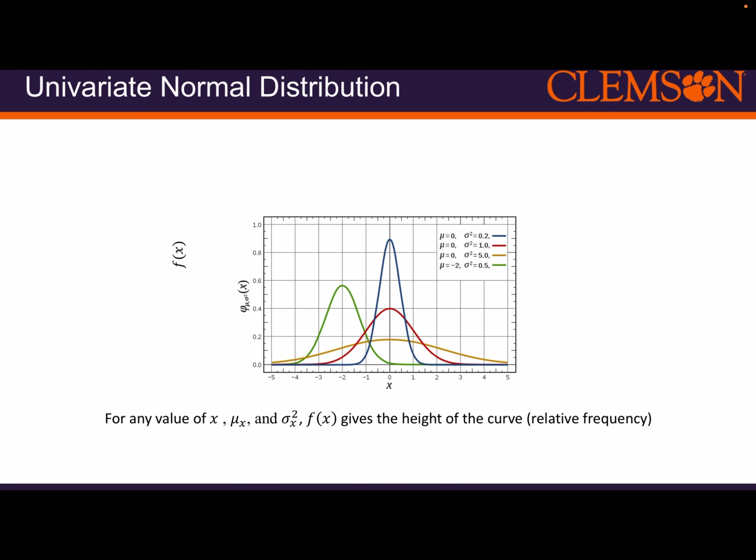So again, here's our univariate normal. Remember, this is given mu and sigma. So let's say mu is 0, sigma is 0.2, like in this blue line. For any given value of x, say x is 0, we can say the height of that curve is about 0.9. And we can also say that at the mean, that's the most likely value, and so forth, that we see.